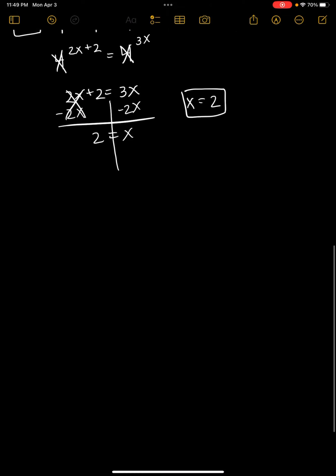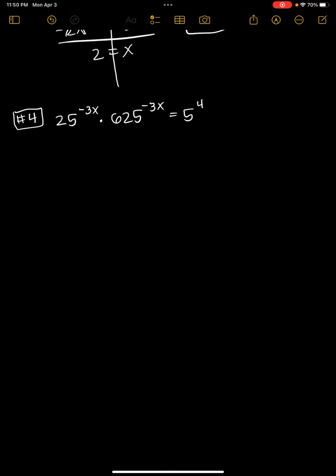All right, let's go through one more example. So we've got 25 to the power of negative 3x times 625 to the power of negative 3x equals 5 to the power of 4. So this one, like in the third example, we want to combine them so you only have one base number on each side. But in order to combine them, you need the base numbers to be the same. So we're going to use exponents to deal with this.